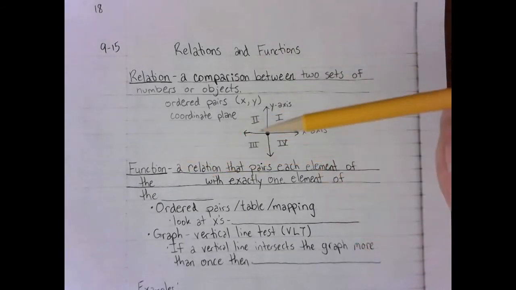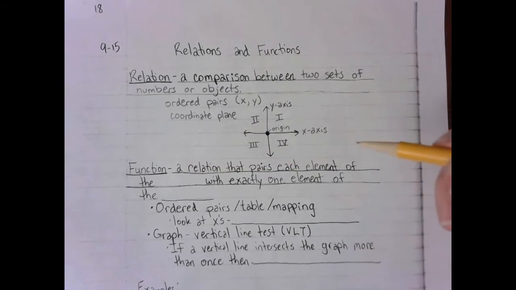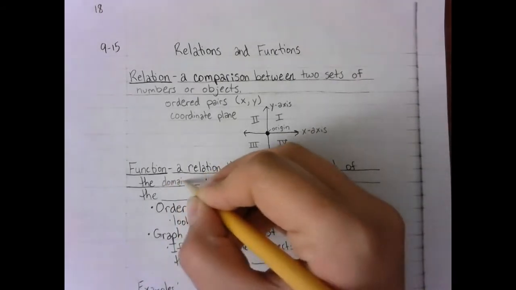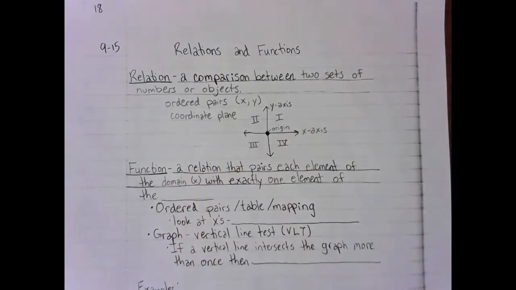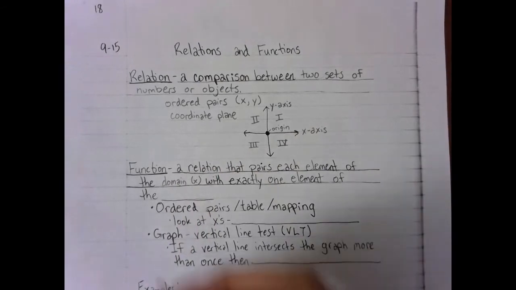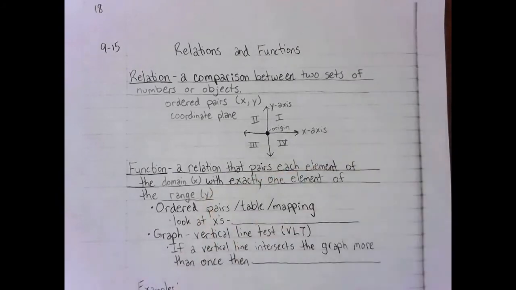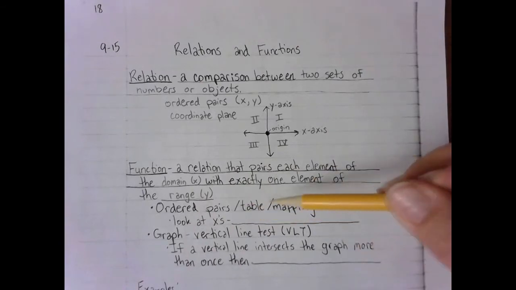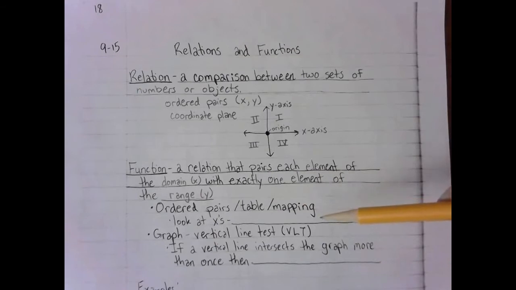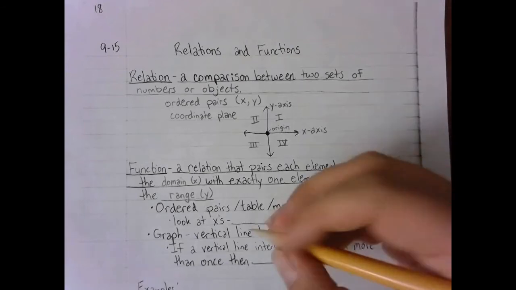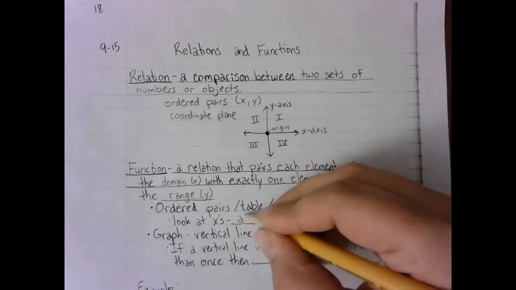A function is a type of relation. It's a relation that pairs each element of the domain, which is our x's, with exactly one element of the range. And the range is going to be our y's. So when you're looking at ordered pairs or a table or a mapping, to figure out if it's a function, you need to look at all the x's. All the x's must be different.